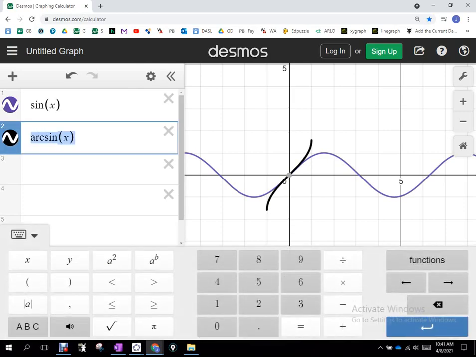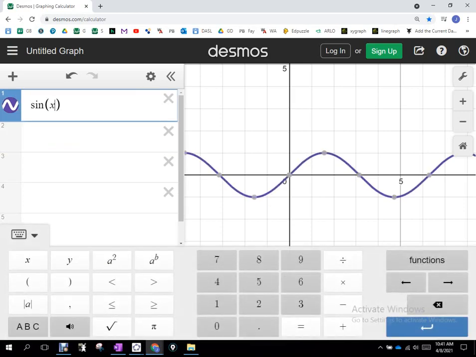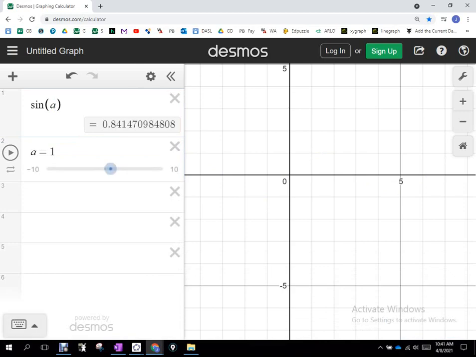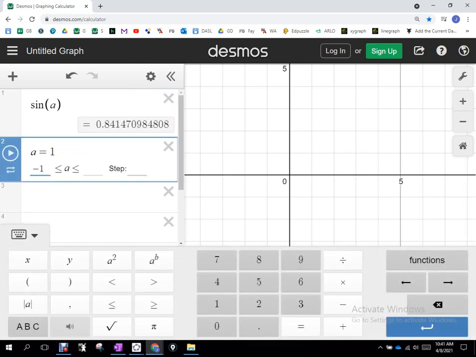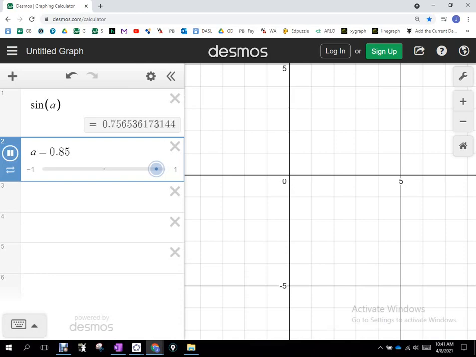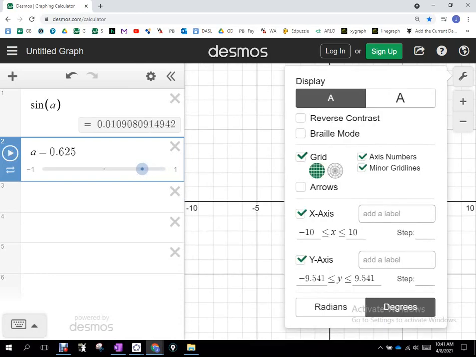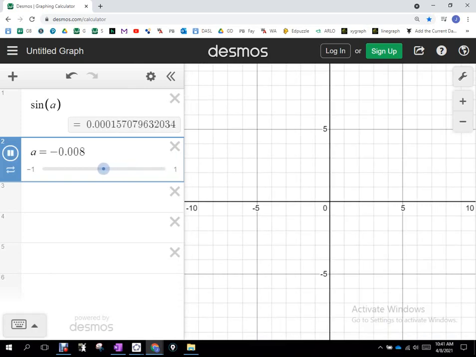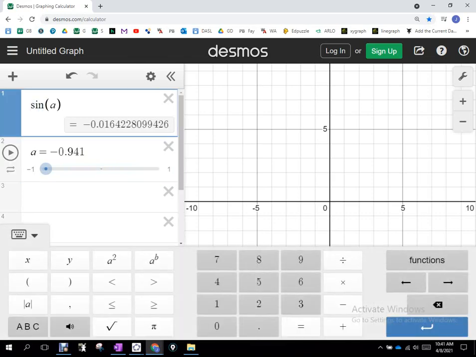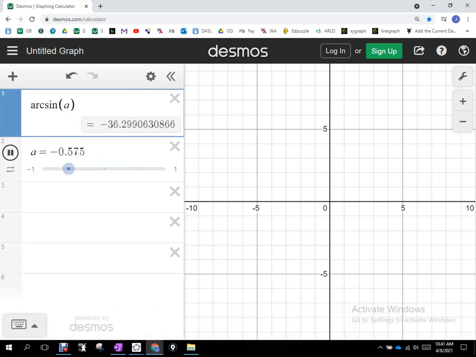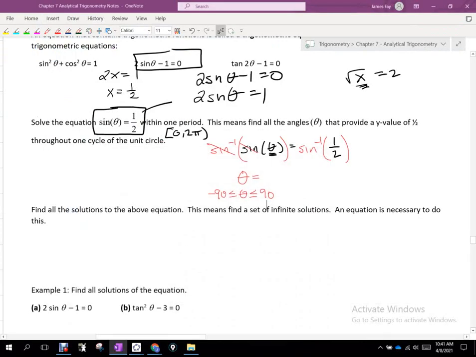And the only values, if I use a slider here between -1 and 1, these values that I get back here, put this in degrees so you can see a little bit better. Oh, I'm sorry, I want the arcsine here. The only thing I'm getting back are angles between -90 and +90, right? That makes sense, everybody?